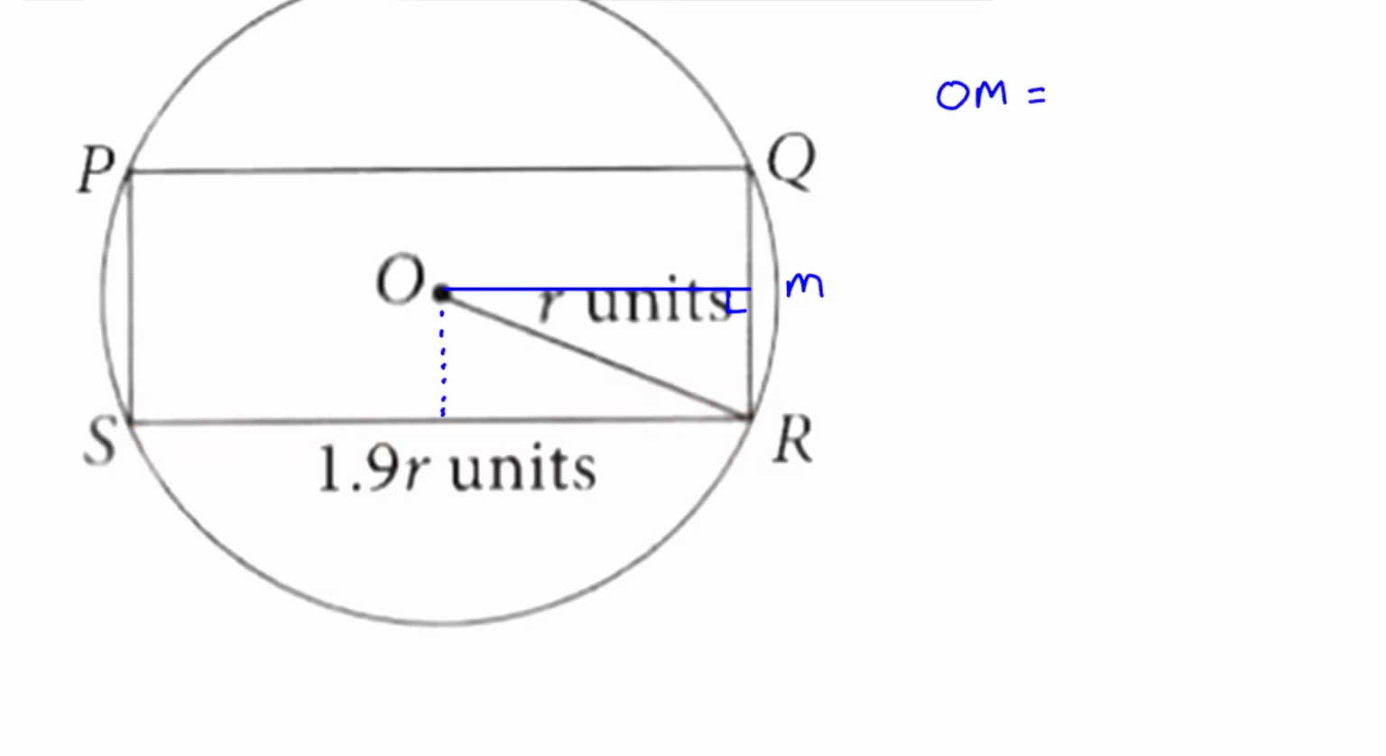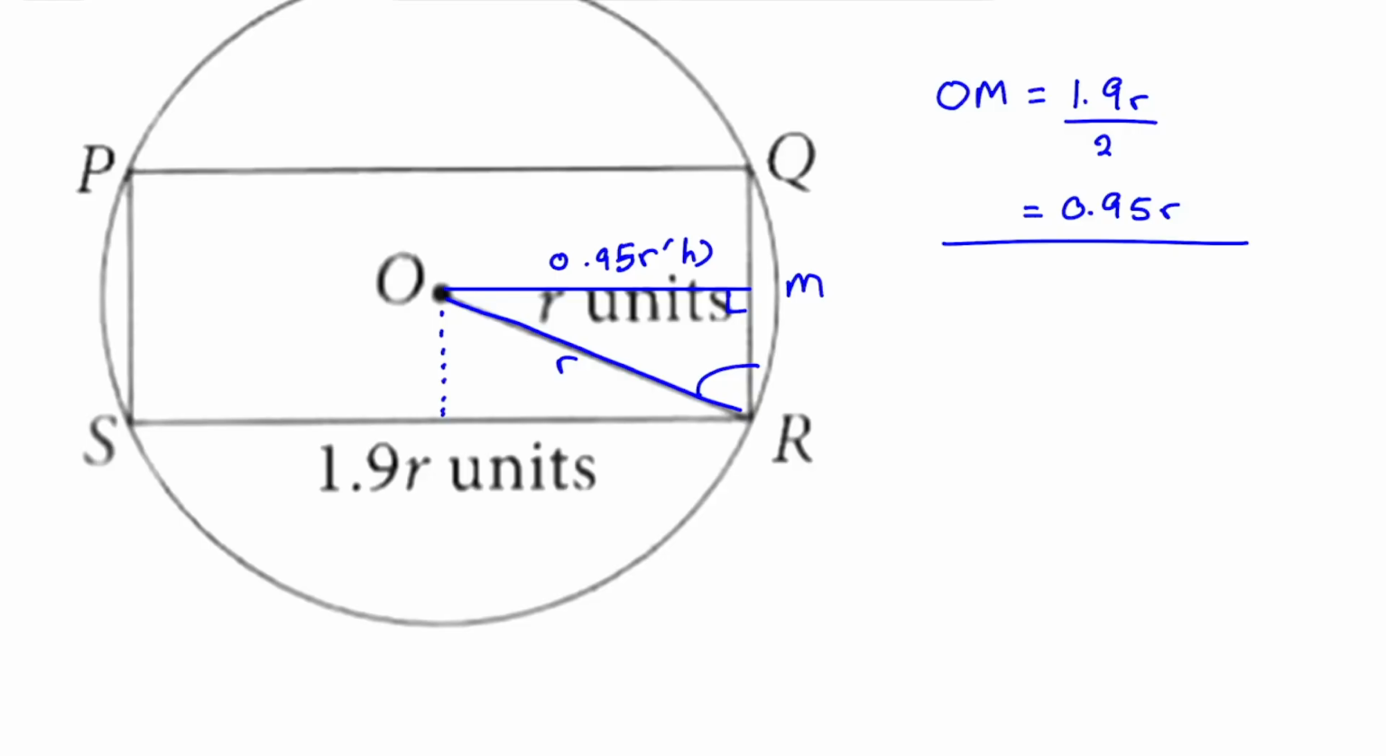So first, let's say OM equals 1.9r divided by 2, which equals 0.95r. So with that, let's label it 0.95r. And down here, this is r. We are supposed to find this angle. This radius r is my hypotenuse, and my 0.95r is my opposite. So opposite and hypotenuse, I can use sine.